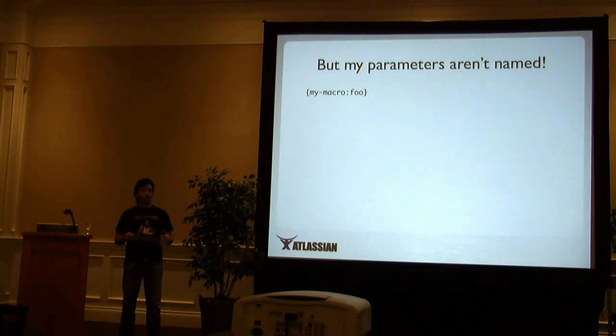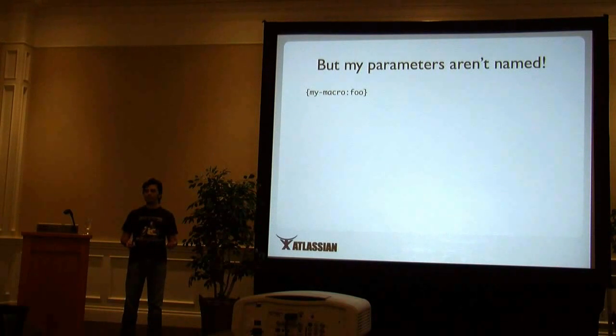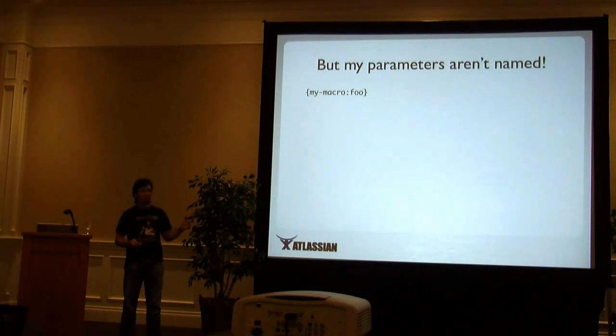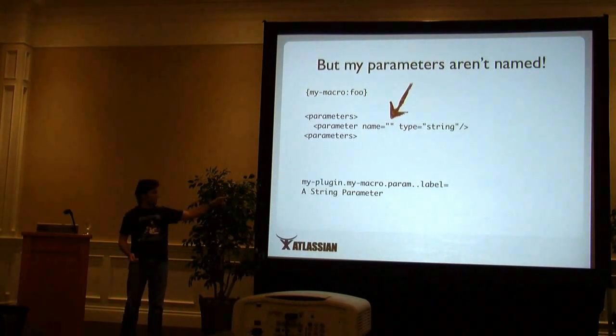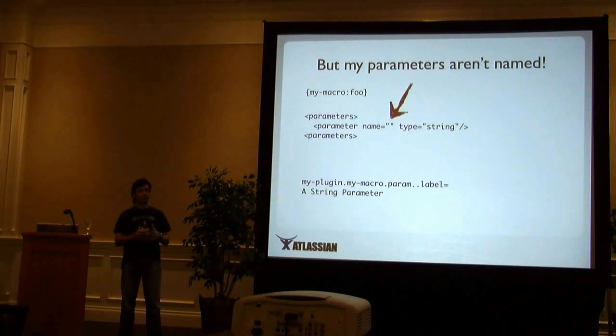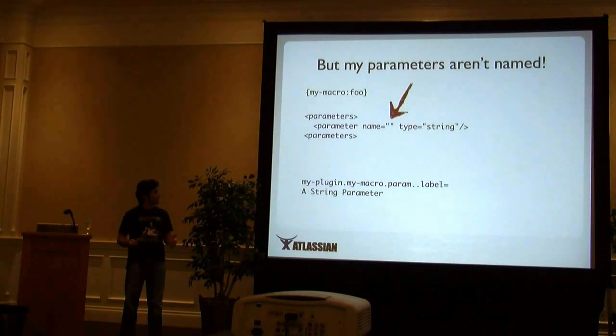You may still be thinking though, back in the wiki markup days, we wanted to make it as easy as possible for our users to type in their wiki markup for the macro. So my parameters don't actually have names. It's okay for one parameter. What we let you do is have an empty name. That will work, and in the internationalization, you can just leave 2 dots together as a single blank, and that'll do the job.